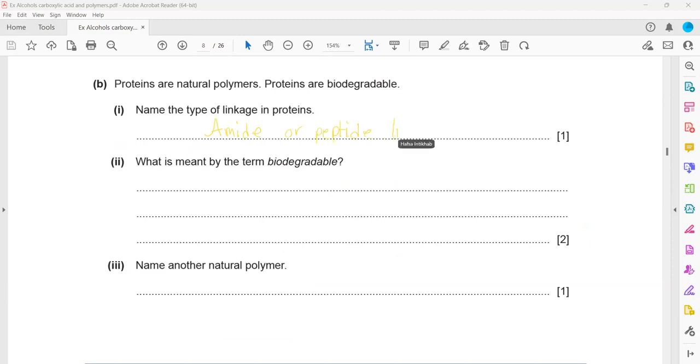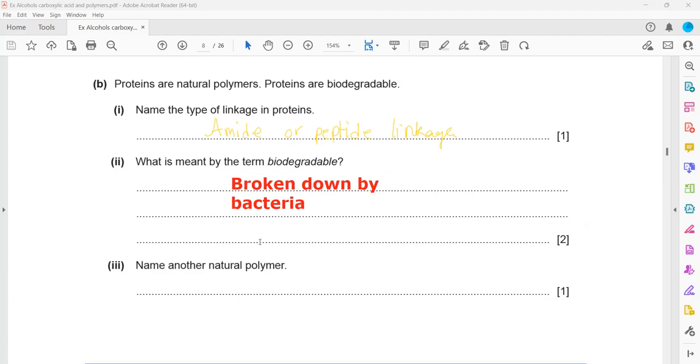The next one is, what is a biodegradable polymer? The term biodegradable: usually biodegradables are substances which can be broken down by bacteria. So 2 marks are there. One is for it can be broken down, and the second is for by bacteria or microbes. So broken down by bacteria or microbes, that is biodegradable.